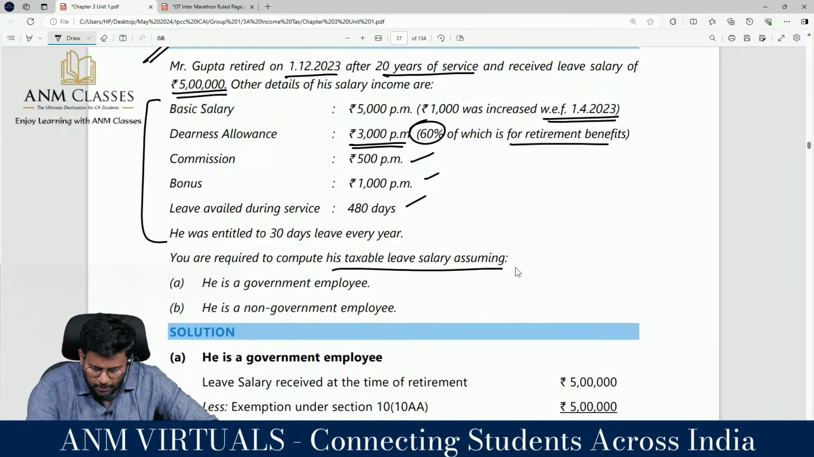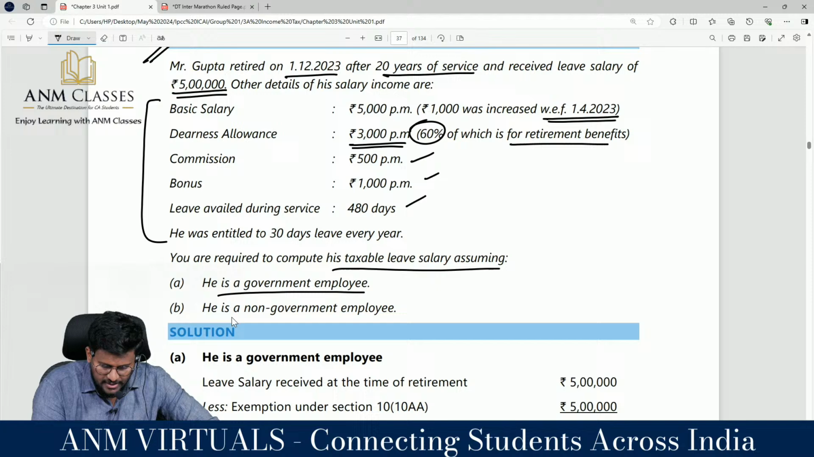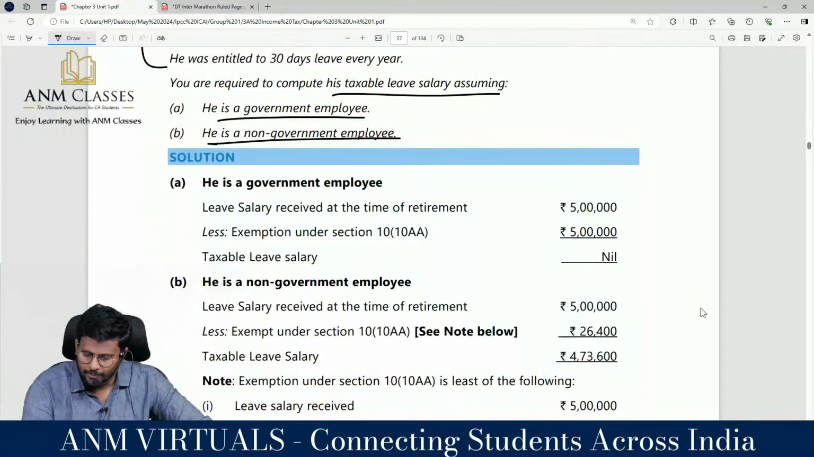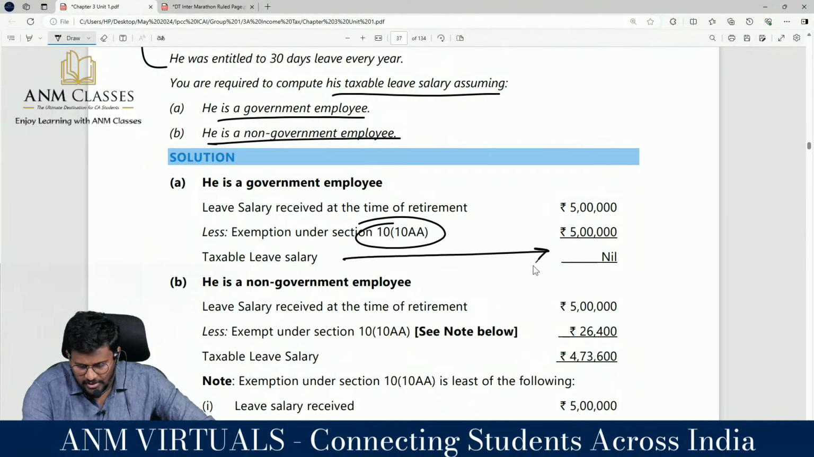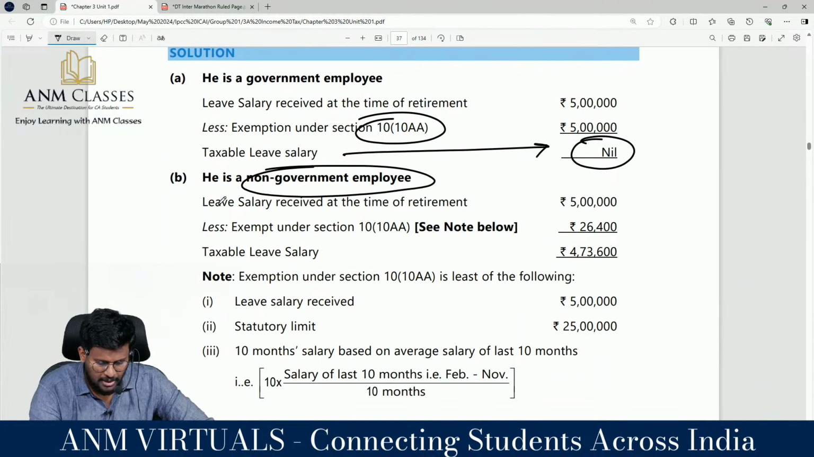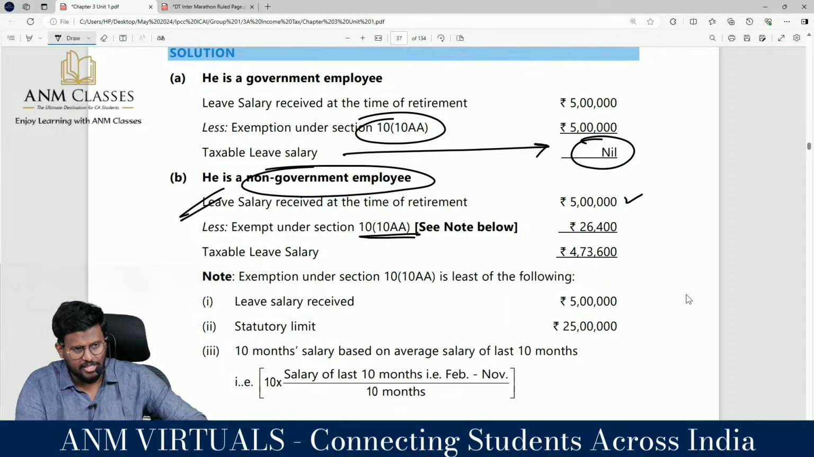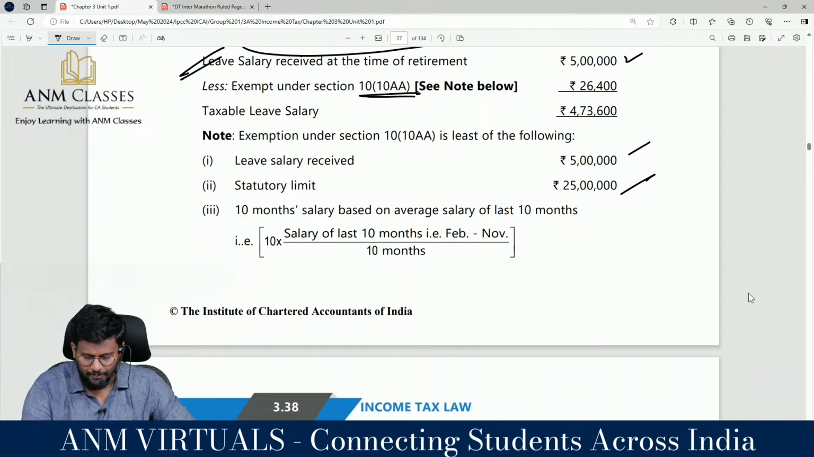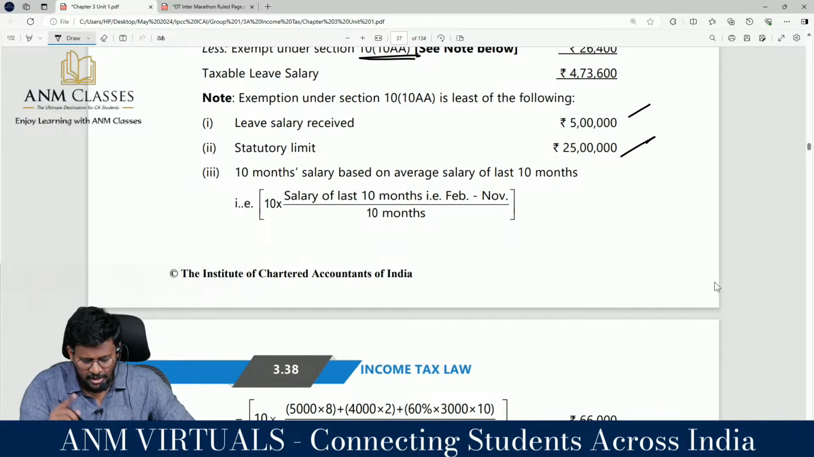Yes, you are required to compute his taxable leave salary. He is an employee. If he is an employee fully under section, so taxable leave salary. If he is a government employee, actual leave salary received less exempt under section 10(10A); the least of the four statutory limits: actual leave salary received, last 10 months' salary immediately preceding retirement, into complete years of service.